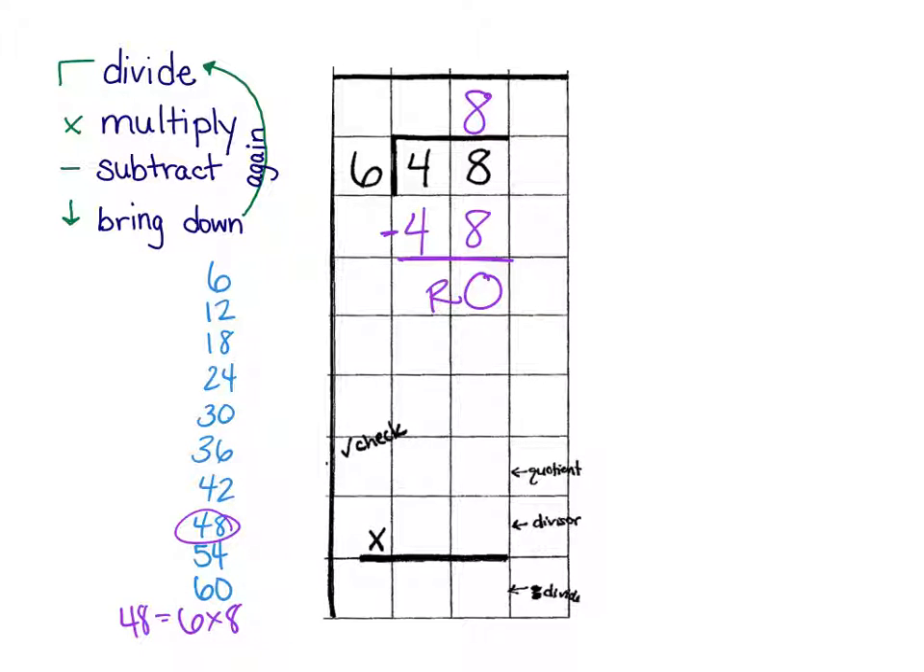Let's check our answer. Our quotient is 8. Our divisor is 6. We're multiplying 6 times 8. 6 times 1, 6 times 2, 6 times 3, 6 times 4, 6 times 5, 6 times 6, 6 times 7, 6 times 8. It's exactly 48, which is our dividend from earlier, and our answer is correct.